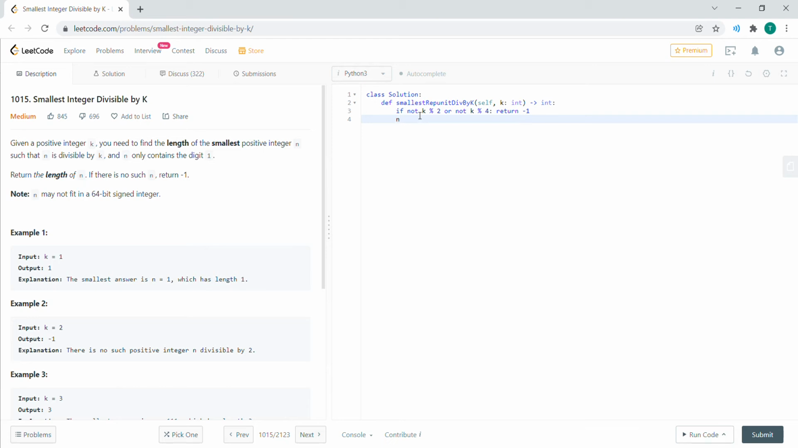Next we want to find the length. So length equals 1 for now. While true, we iterate: if not n modulo k, then we return the length, which is 1 initially. Otherwise, if n modulo k is not 0, we pass through, and the length will be incremented by 1.